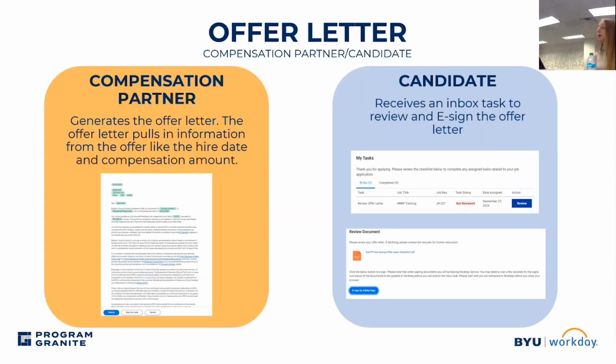Then the comp partner is going to generate the offer letter. It's all been agreed on. The candidate knows. They're ready to accept the job. Everything's set. So they're going to generate the offer letter. The offer letter is going to pull in information from the offer, like the hire date and the compensation amount. We'll take a look at it. It's a letter. It pulls in all the information. We are offering you $15 an hour or whatever it is. The candidate will receive an inbox task. They'll review and e-sign the offer letter from there.